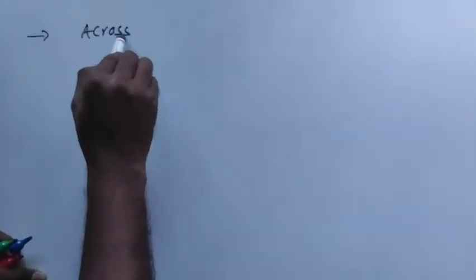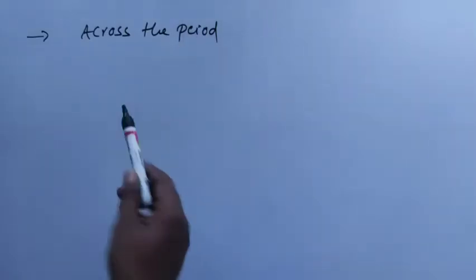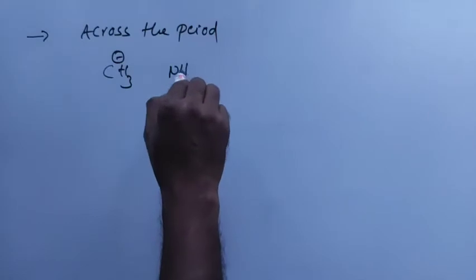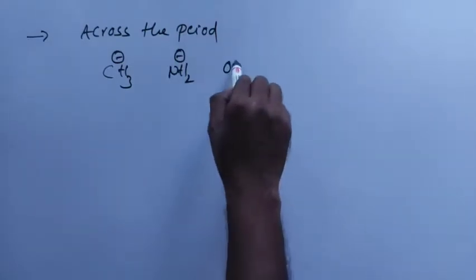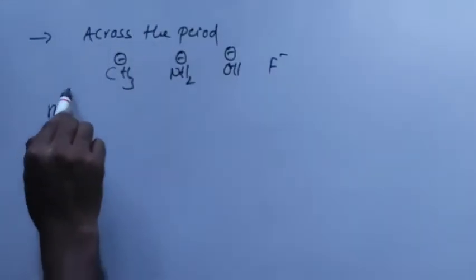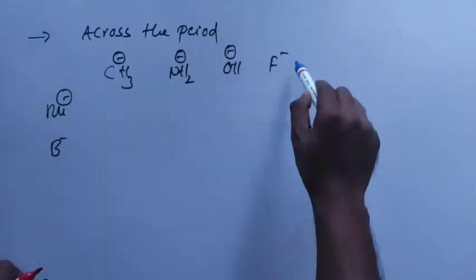Now look at the trend. Look at the trend first across the period. Across the period, what happens to nucleophilicity and what happens to basicity? Suppose I give you methyl carbanion, NH2 minus, the amide ion, hydroxide and fluoride, and you look at the trend of the nucleophilicity and the trend of the basicity, whether it increases or decreases across the period. So first of all, CH3 minus, look at their electronegativity.